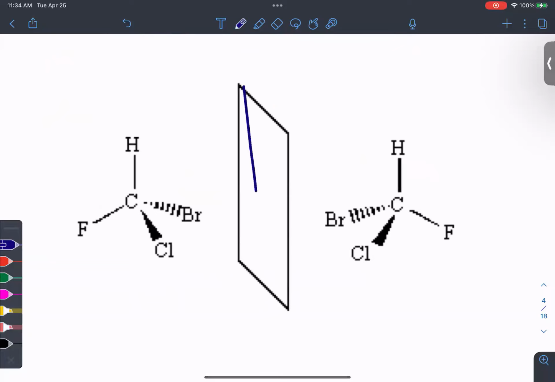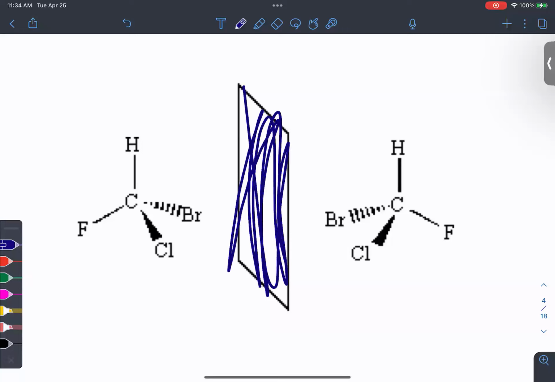So this mirror thing that I drew, I'm trying to show you that these two molecules are mirror images of one another. See, the bromines are in the back, chlorides in the front, F's on the side, hydrogen's up top. So these are mirror images of one another. But now the question is, are the mirror images different? Are they different molecules? Yes, they are. So these are optical isomers.